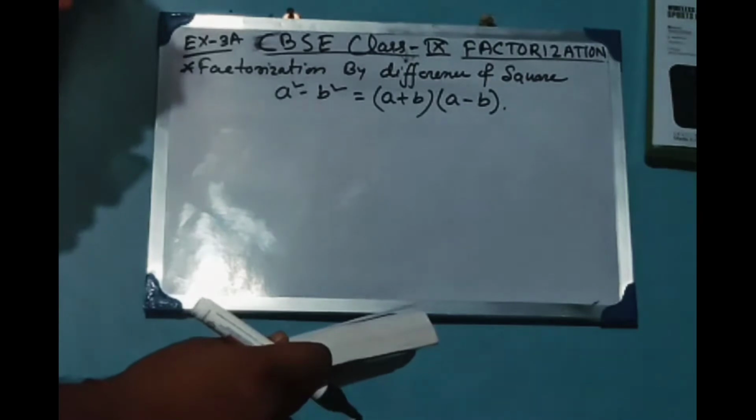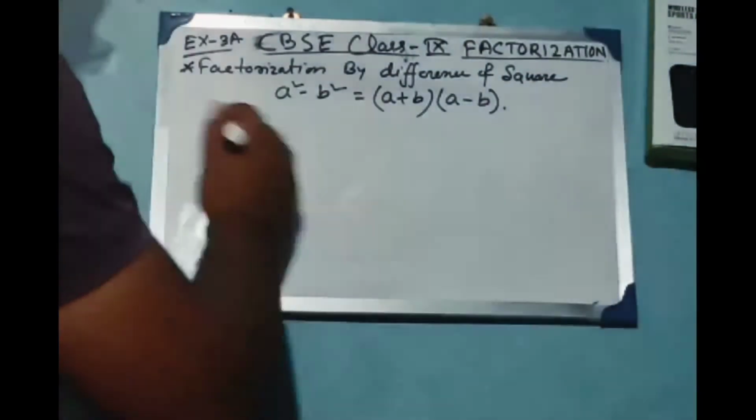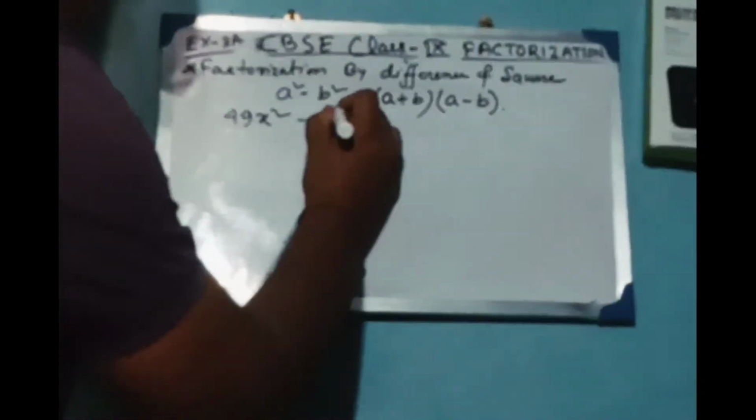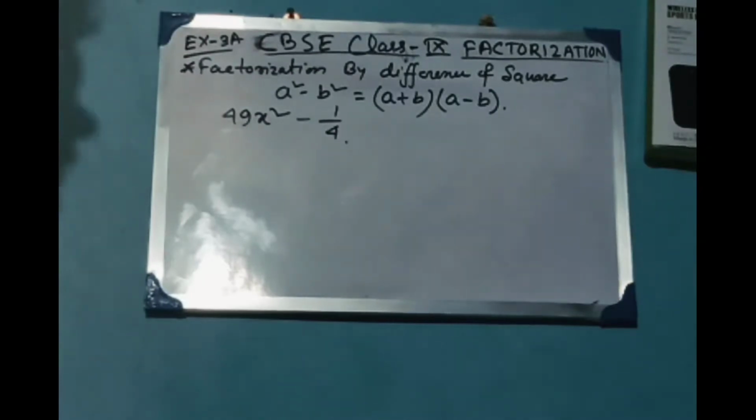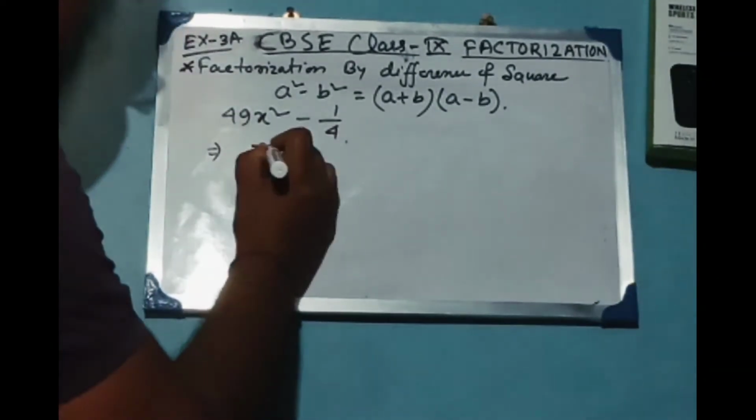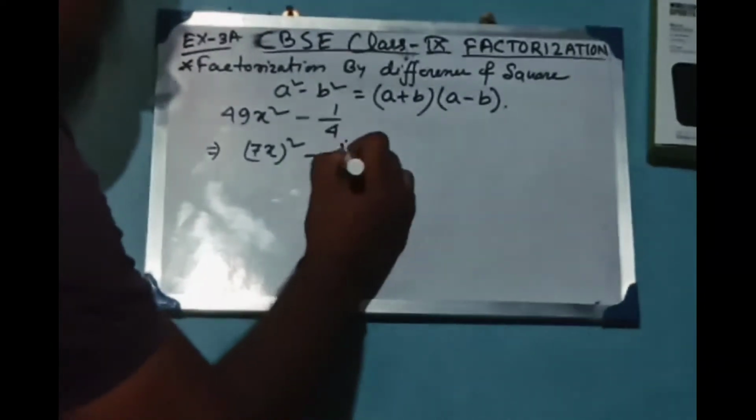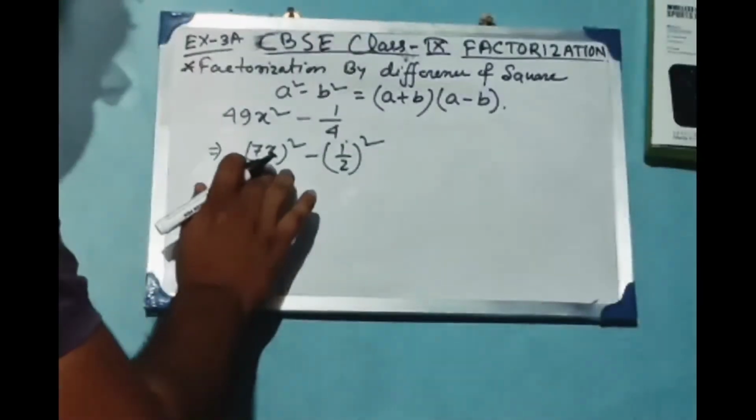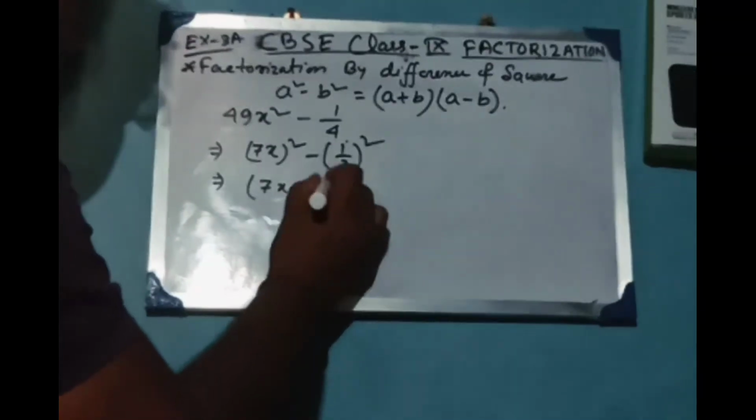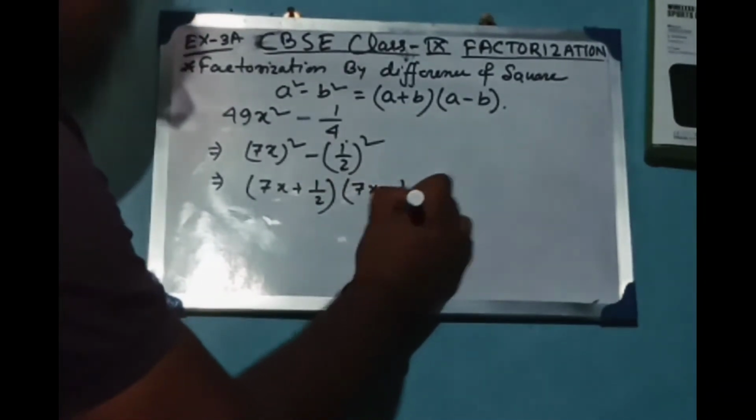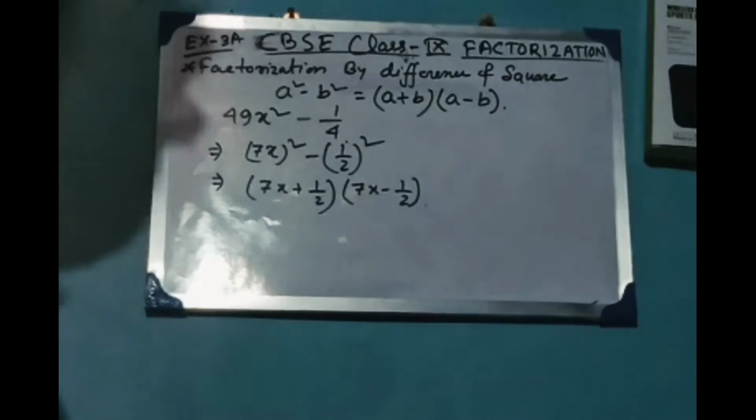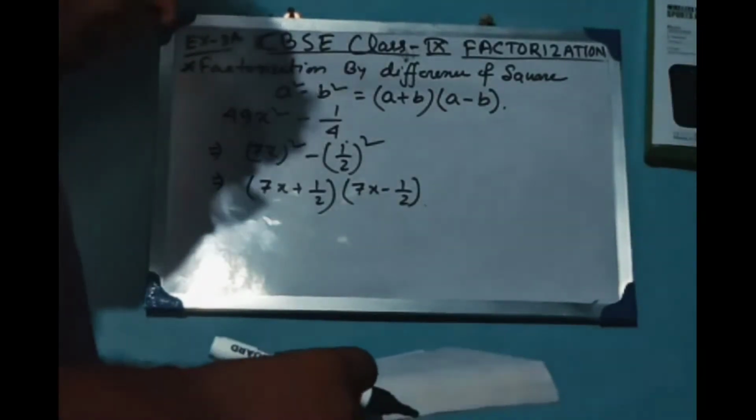Suppose we have been given one polynomial, that is 49x square minus 1 by 4. We have to factorize it. How can we factorize it? That equals 49x square means 7x whole square minus 1 by 2 whole square. So 7x is my a and 1 by 2 is my b. So that implies (7x plus 1 by 2)(7x minus 1 by 2). So this is my required answer. Hope you are able to see the board and you are understanding. So next, move to another question.